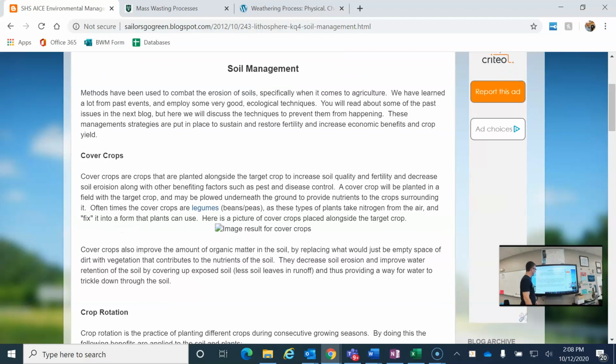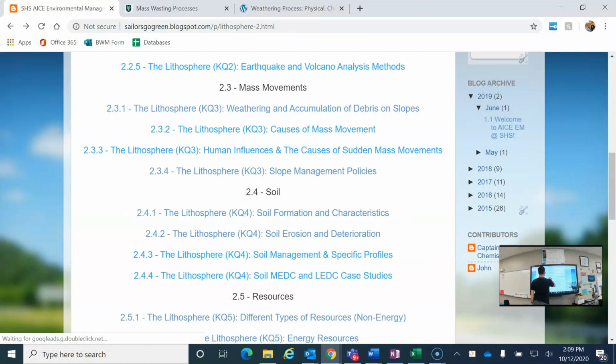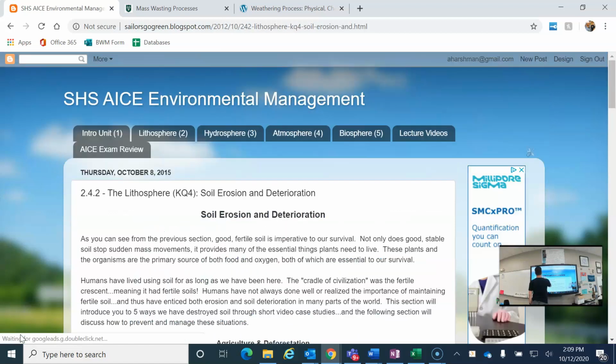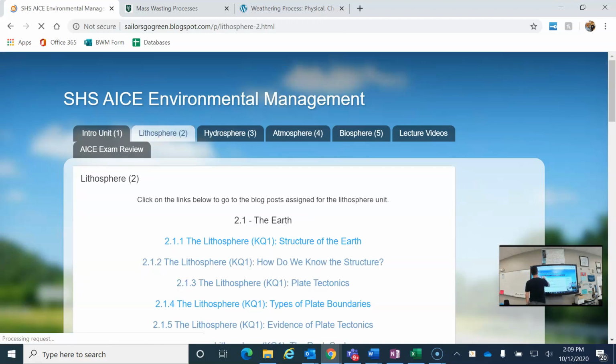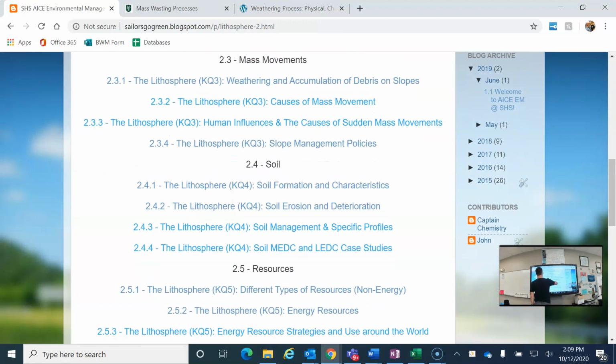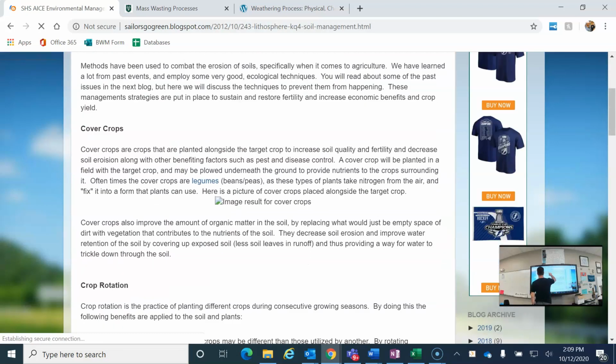Fortunately, it looks like my image for cover crops is gone, and I'll try to get a new one up there. But cover crops, this is the first thing, are crops that are planted alongside. So you'll have a row of crops, and another row, and another row. I'm sorry, I'm moving all around here. You'll have row upon row upon row of crops.